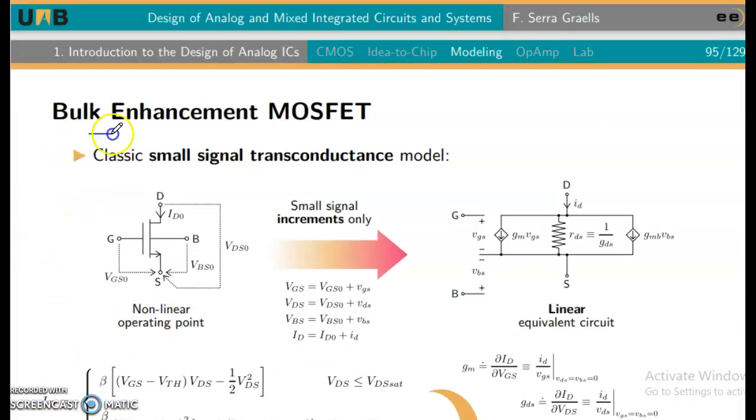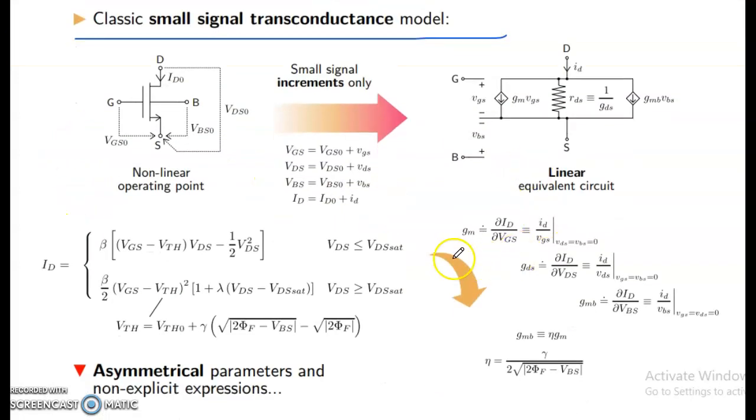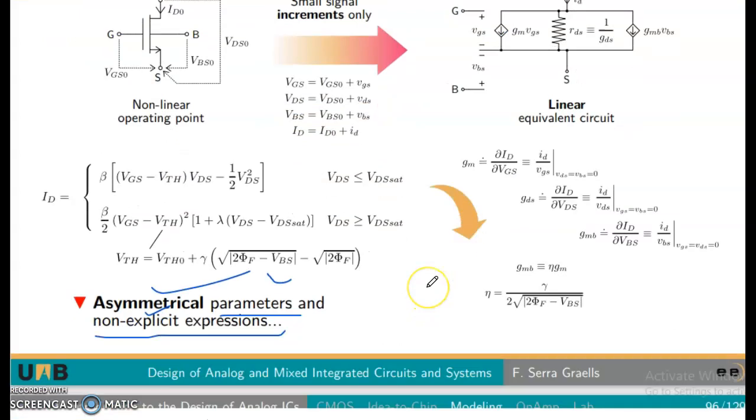Bulk enhancement MOSFET model, same classic small signal transconductance model. Here asymmetrical parameters and non-explicit expressions. Symmetrical, opposite, asymmetrical parameters and non-explicit expressions.